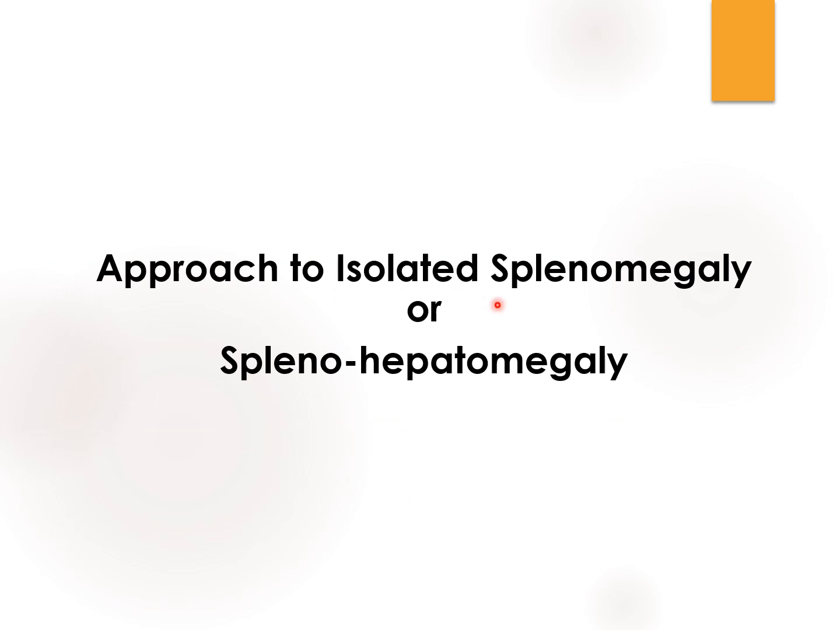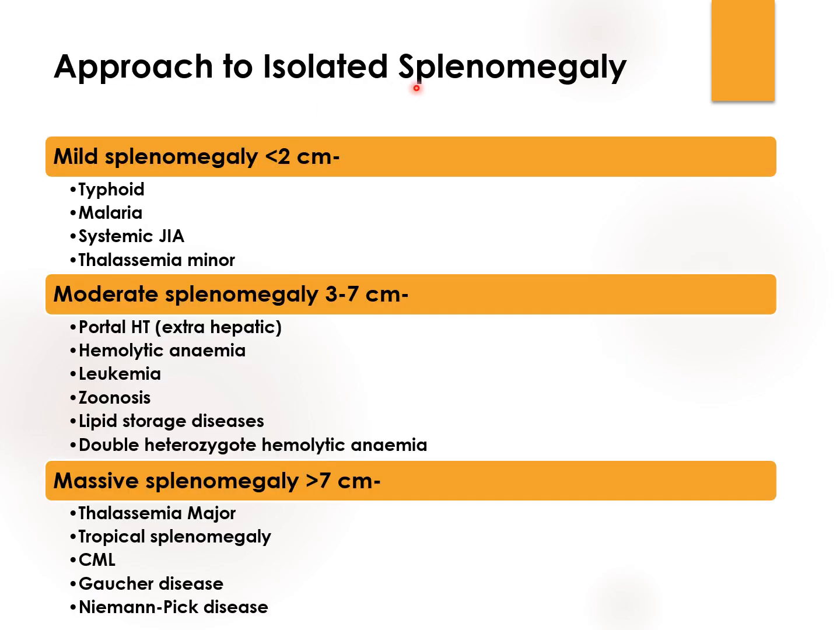Now, approach to isolated splenomegaly, or massive or moderate splenomegaly with mild hepatomegaly, which we label as splenohepatomegaly. In isolated splenomegaly, according to whether it is mild, moderate, or massive, there are various differential diagnoses. For mild splenomegaly, less than 2 cm, keep in mind common causes: typhoid, malaria, systemic juvenile idiopathic arthritis, and thalassemia minor.